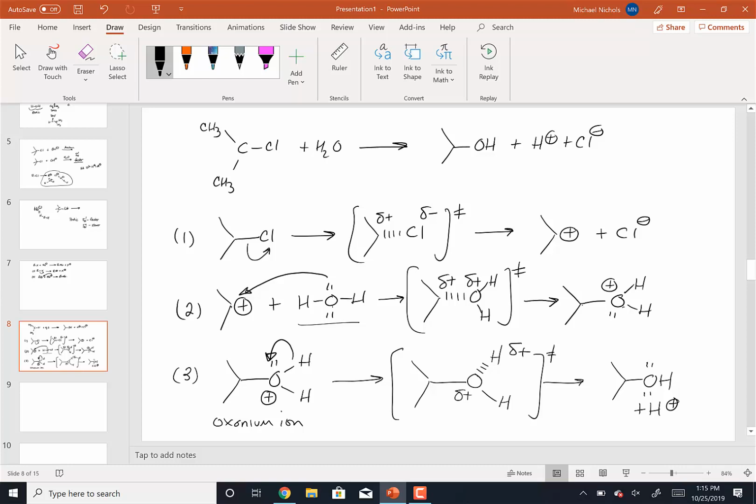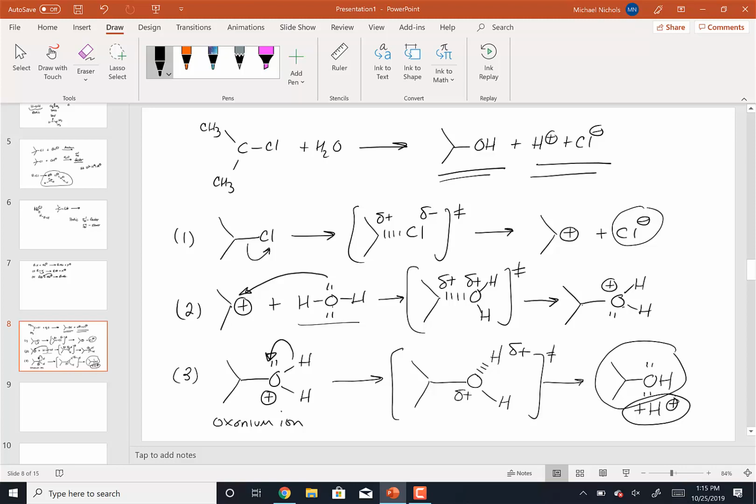So does your final product always have to be neutral? Yes, your final product always has to be neutral. I think I'm confused on whether or not this is the final answer. What is the final major product? These two are my final product. So the final product is this, and then plus H plus Cl minus. Those are my final products.